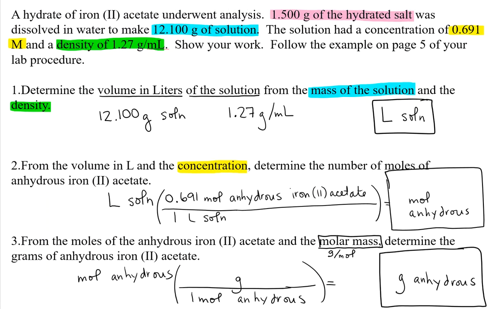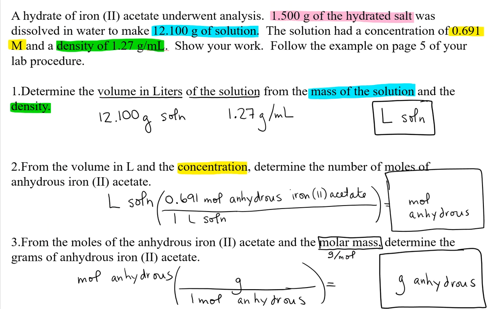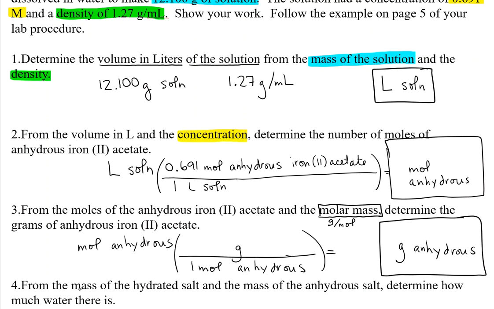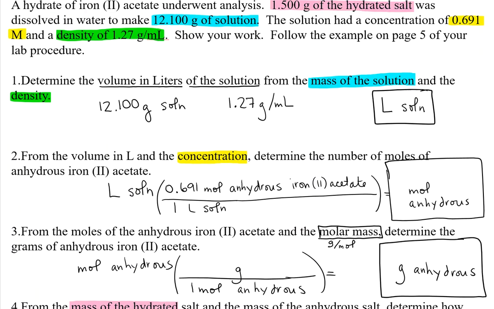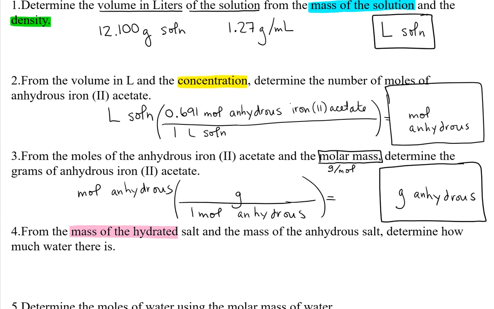Now, this is the tricky part that students don't like. And really, you just have to read. From the mass of the hydrated. The mass of the hydrated is, wait for it, 1.5 grams. Right here. From the mass of the hydrated and the mass of the anhydrous, mass hydrated minus mass anhydrous, figure out how many grams of water there are.